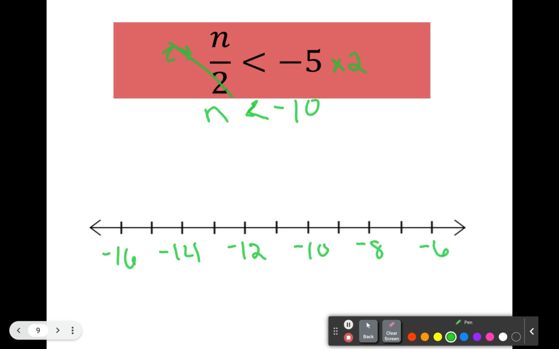Okay, remember my circle goes on the number that we solved for. So it's going to be at negative 10. Remember, since I do not have an equal sign, my symbol does not say less than or equal to. It just says less than. My circle is going to be open. And then n is less than negative 10. So if you have less than, then my arrow is going to go to the left. So all these numbers, all the way down to negative infinity, can be equal to n.